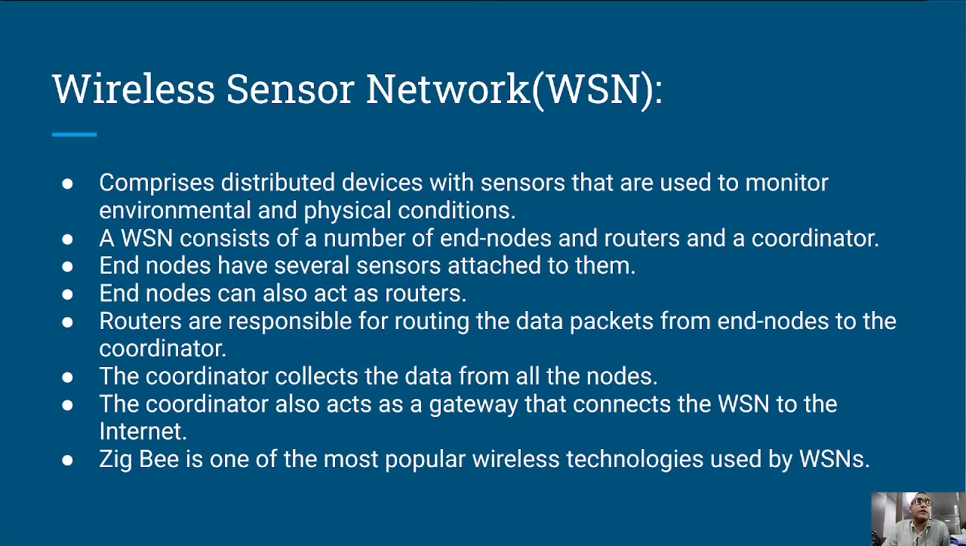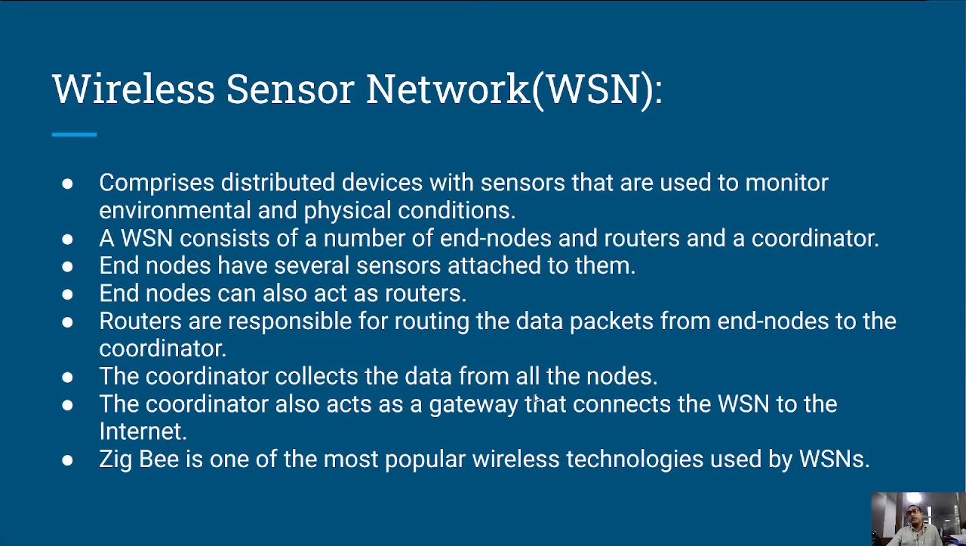So a WSN actually consists of a number of end nodes, routers and a coordinator. End nodes have several sensors attached to them, and these end nodes can also act as routers. Like the other routers, in this case also the routers are responsible for routing the data packets from end nodes to the coordinator. The coordinator normally collects the data from all the nodes, and the coordinator also acts as a gateway that connects the WSN to the internet or to the cloud.